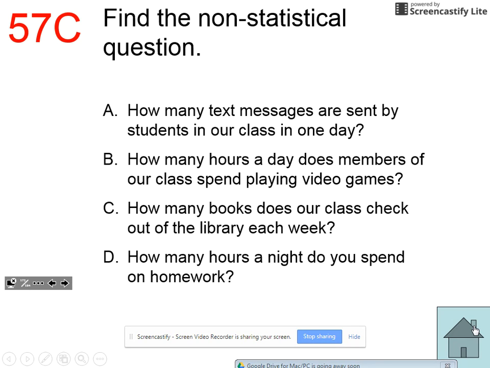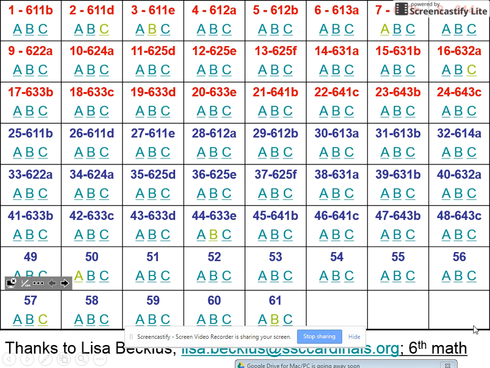Please make sure that your pencil is on the floor, your grading utensil is out, and your head is down when you are finished and ready to grade. Pause the video now. Okay, so it's time to grade. Please make sure again that your pencils are on the ground, your grading utensil is out, and you have switched with someone at your table.